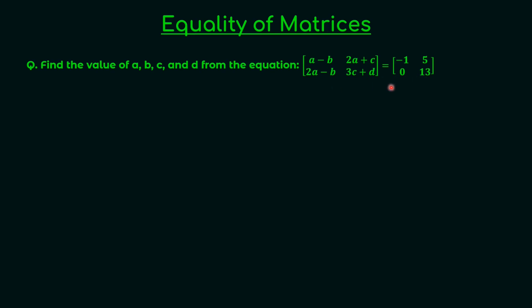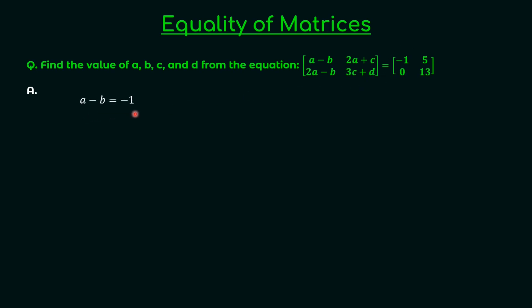Now both of these have equal order, right? No need to check that condition. They both have 2 rows and 2 columns, 2 by 2. So now the corresponding elements will be equal, right? So the first row, first elements are A - B in the first matrix and -1 in the second matrix. They will be equal.